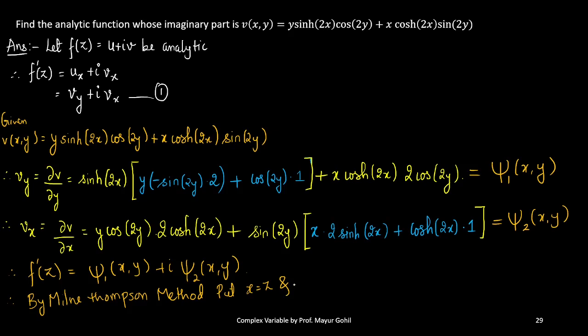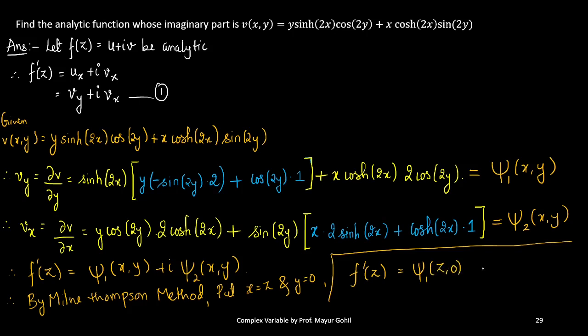y equal to 0. So what do we get? Let us see. We will get f'(z) = psi 1(z, 0) + i times psi 2(z, 0). Now let us see in the next step what all terms remain and what all terms vanish. Therefore f'(z), now what all terms remain, let us see.